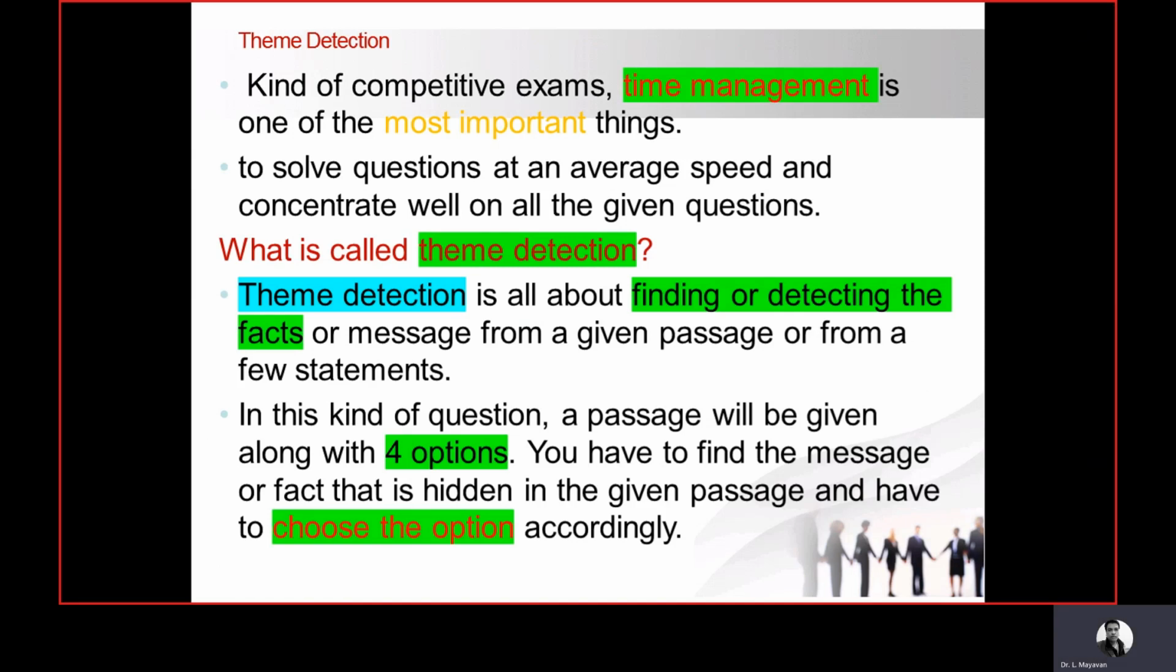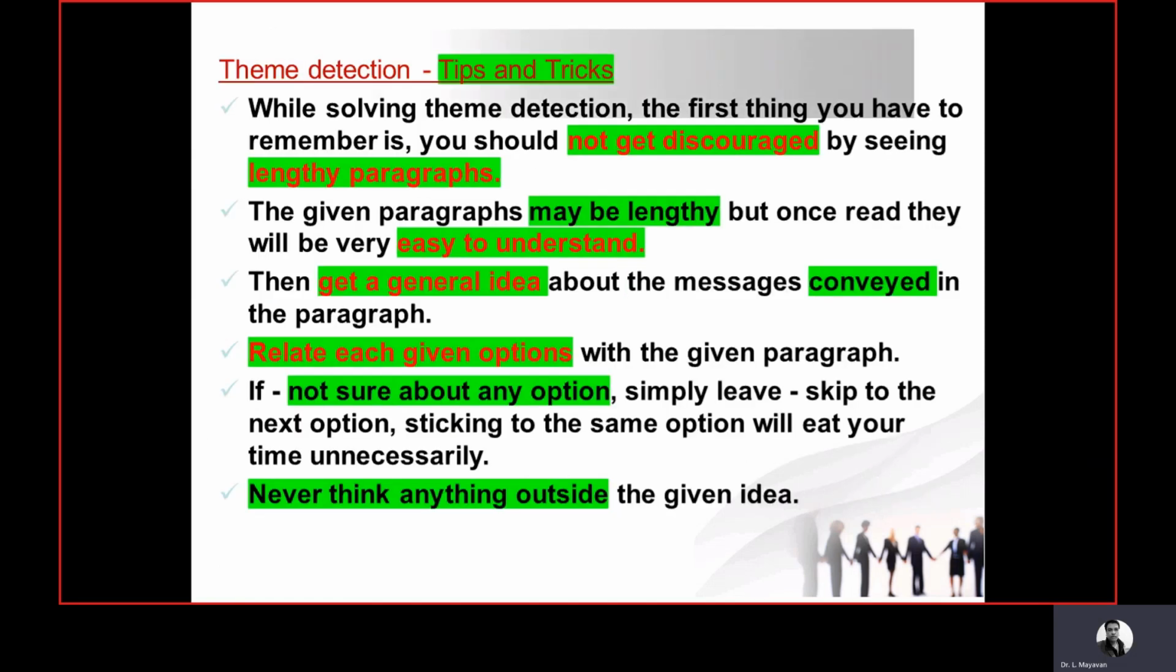Even before reading the passage, the best way is to look at the questions and options and go back to the passage and find out how far the options are relevant and which option is in line with the exact theme that is hidden in the passage. And there are certain tips and tricks. Am I clear, dears?